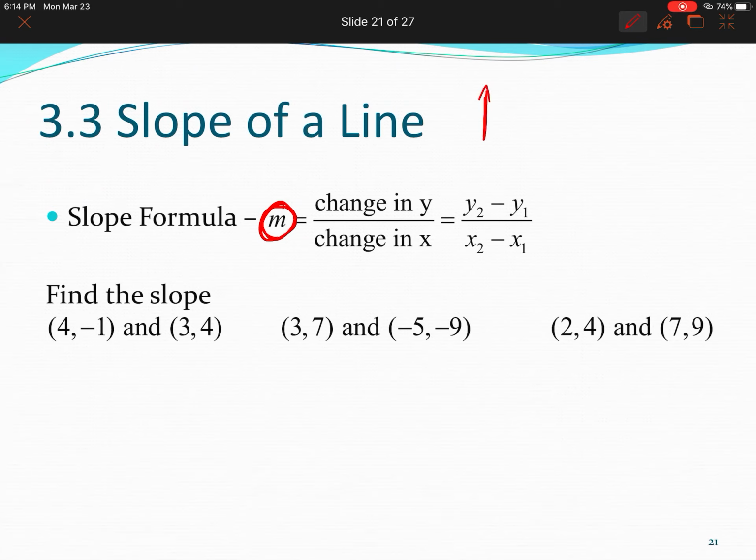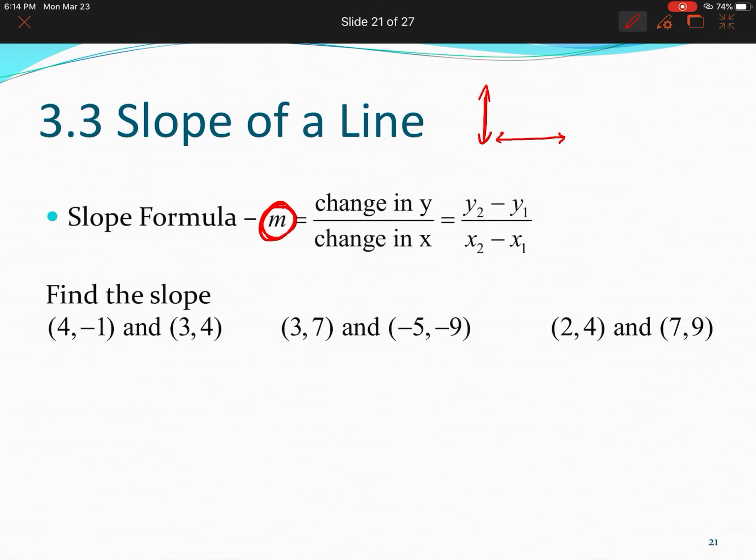So what the formula says is that we're going to find the change in our y value. Again, that's your up and down change. That's your vertical change. And we're going to compare that to our change in our x value, which is the right and left change, horizontal change. And so it's exactly what we talked about a few minutes ago, the rise and run. But we're looking at it from the standpoint of being ordered pairs. Okay, so be aware of that.